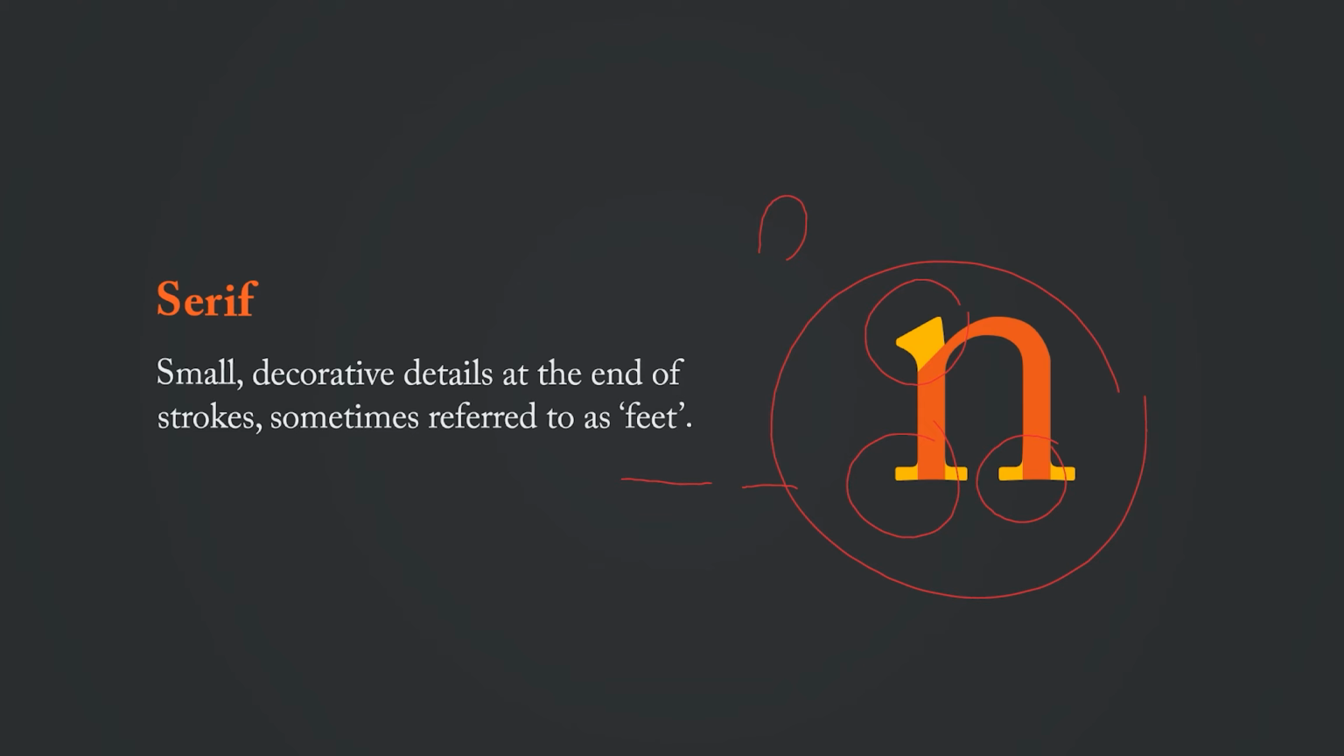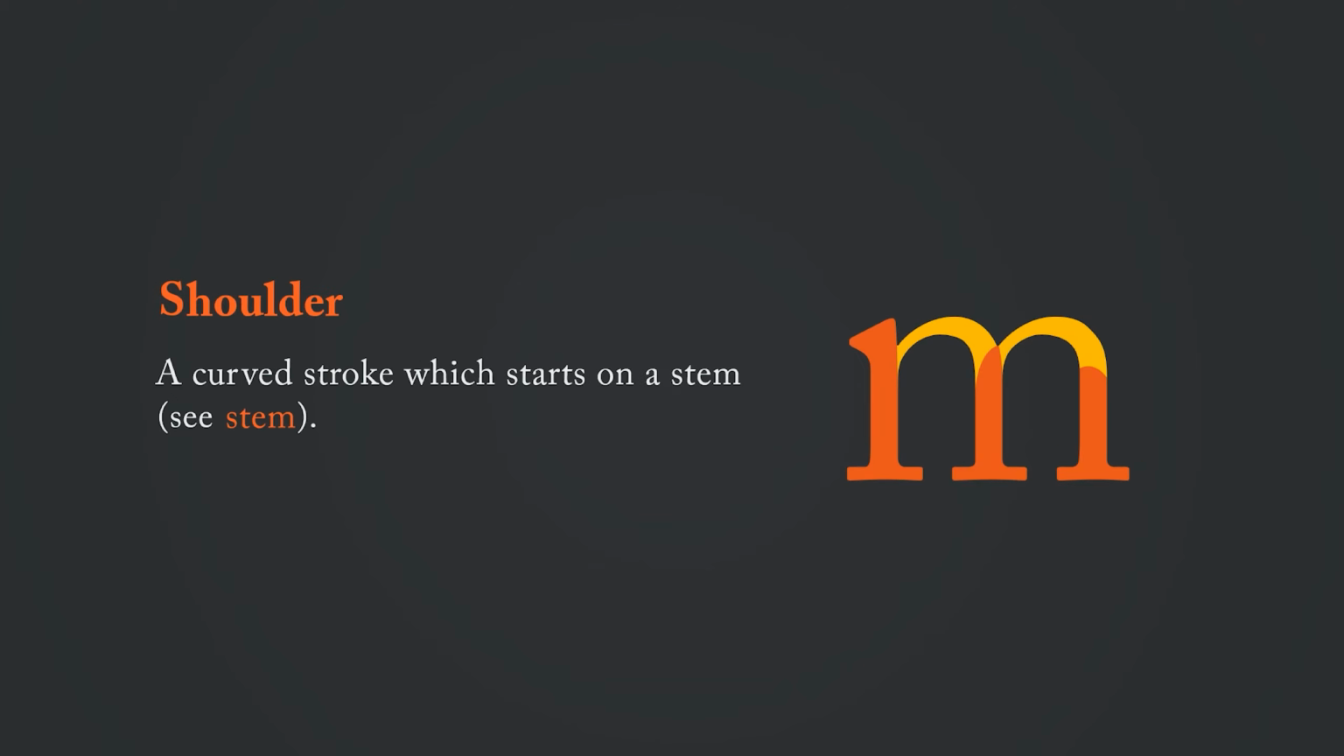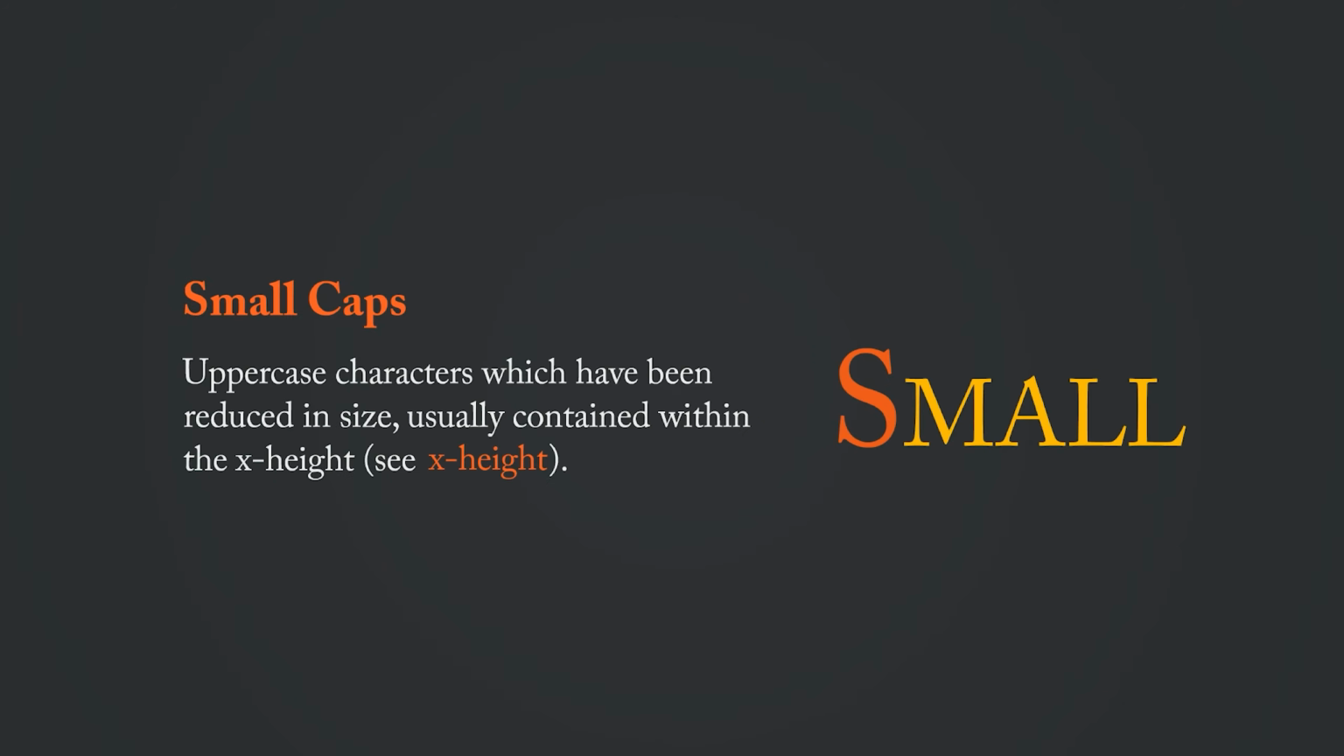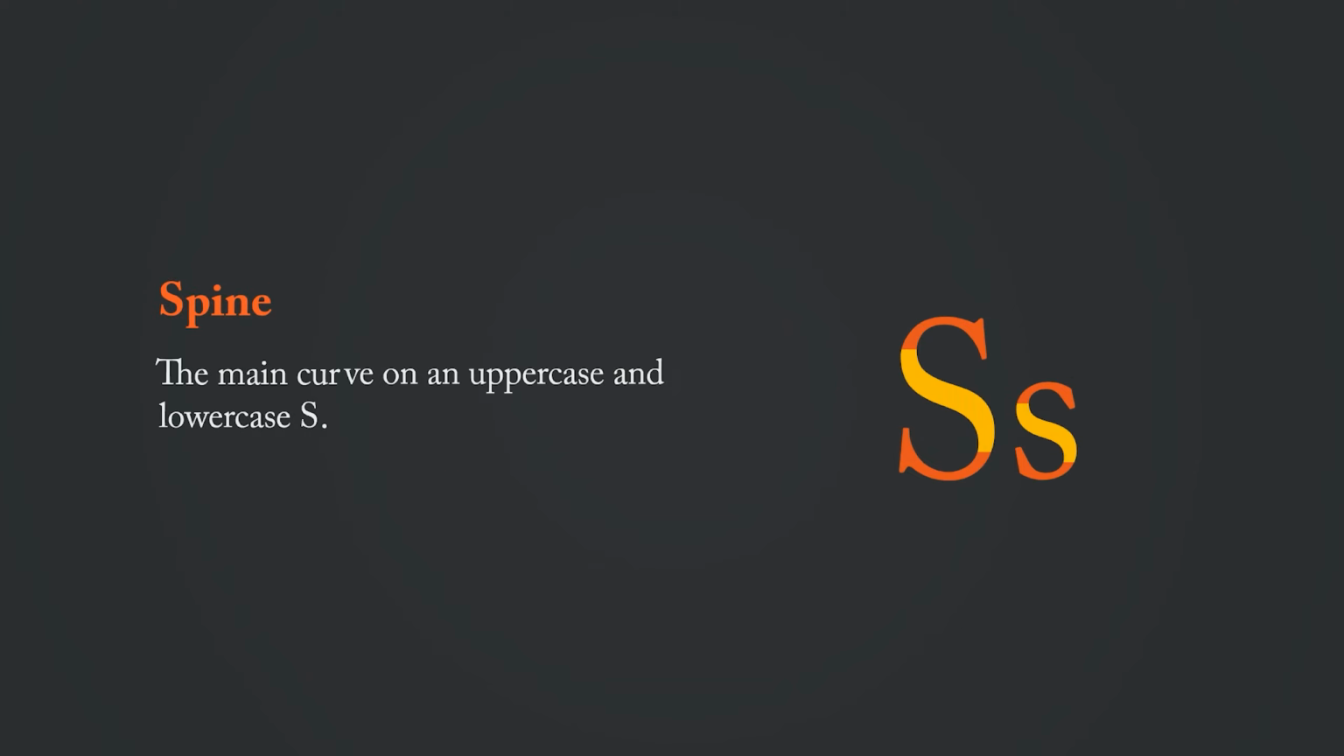Any small decorative detail. A shoulder is a curved stroke which starts on a stem, which is why those connecting ones on an M weren't arms. Okay, they're shoulders because they're connected. Small caps, we know this one. Uppercase characters which have been reduced in size, usually contained within the x height. Spine, the main curve on an uppercase and lowercase s.